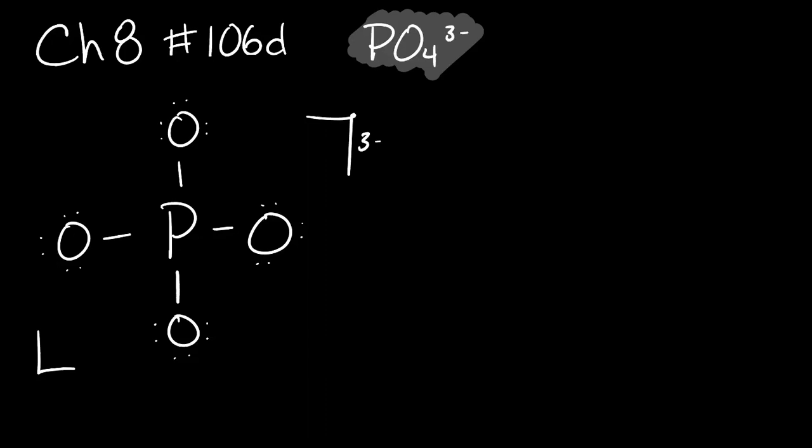So here we are again with some more homework help and a little bit of homework commentary. This is Chapter 8, number 106D. So we're looking at the Lewis structure of phosphate. We were asked to draw this Lewis structure and then calculate the formal charge on the central atom. I'm also going to do the formal charge for the oxygen too.